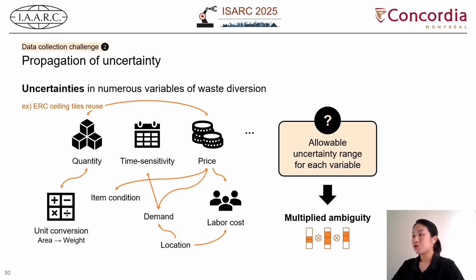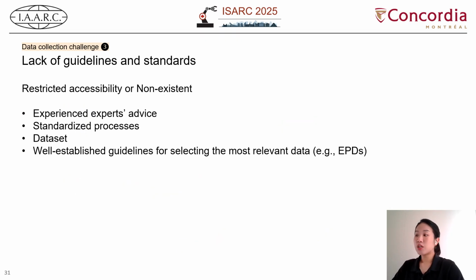These uncertainties do not stand alone but affect each other, multiplying the ambiguity. Accordingly, to restrict the uncertainties to a certain level, the allowable range of uncertainty for each variable should be clearly defined in advance. The last challenge is the lack of guidelines and standards. Due to the limited number of experienced experts, people who assess waste diversion need guidance from standards or a centralized data repository. However, those do not exist or are inaccessible.